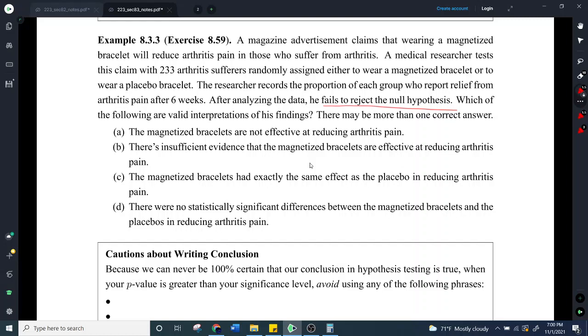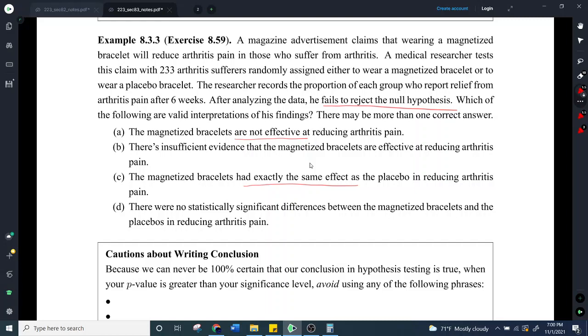Which of the following are valid interpretations of his finding? The magnetized bracelets are not effective at reducing pain. So that's a pretty definitive statement. They're not effective. There is insufficient evidence that the magnetized bracelets are effective. That's a little bit better. The magnetized bracelets had exactly the same effect. That's a pretty definitive statement as well. Or there was no statistically significant differences between the magnetized bracelets and the placebos at reducing pain.